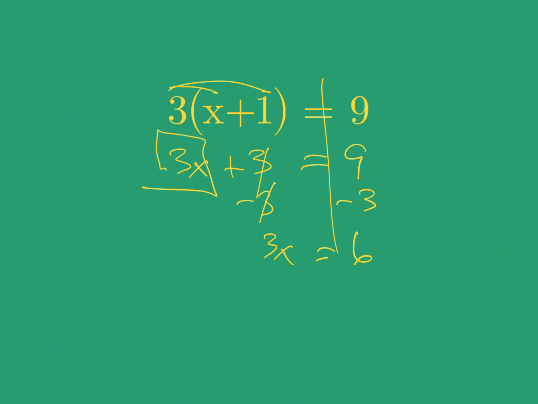How do we get the 3 to disappear from the x? Divide both sides by 3. 3 divided by 3, gone. There is your positive 1x. And 6 divided by 3, you are correct, is a positive 2. Positive 2. X equals 2.